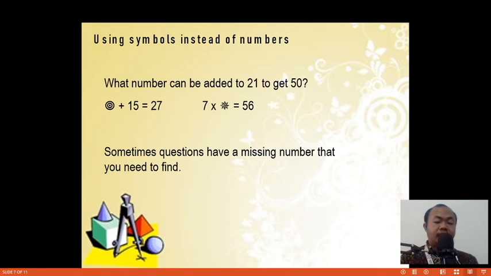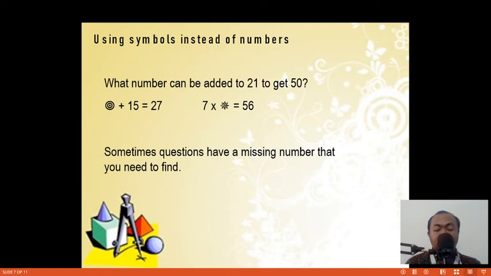The answer, you just minus: 50 minus 21, you will get 29. Or symbol plus 15 equals 27. What number can be added to 15 to become 27? How to do it is also minus: 27 minus 15, you will get 12. 7 multiplied by how many can get 56? The answer is by dividing: 56 divided by 7, you will get 8.